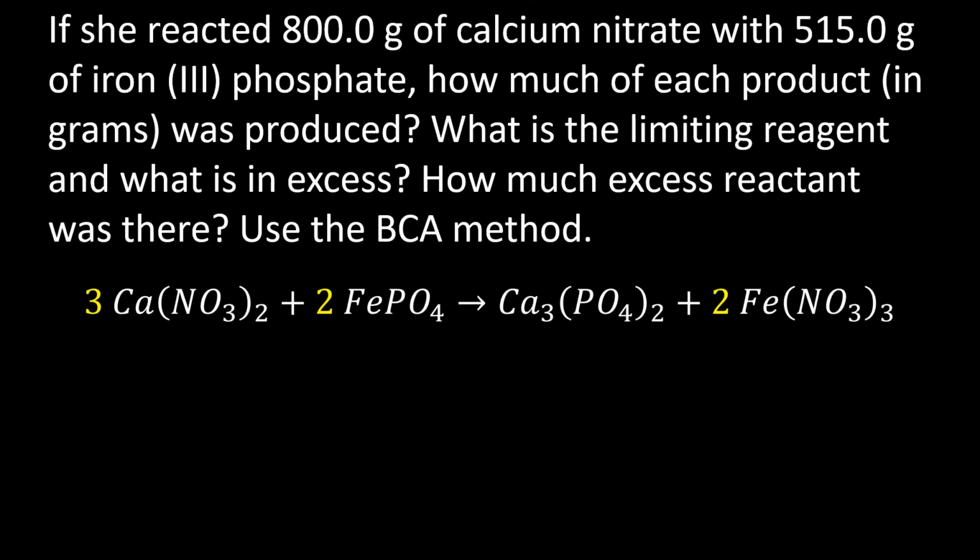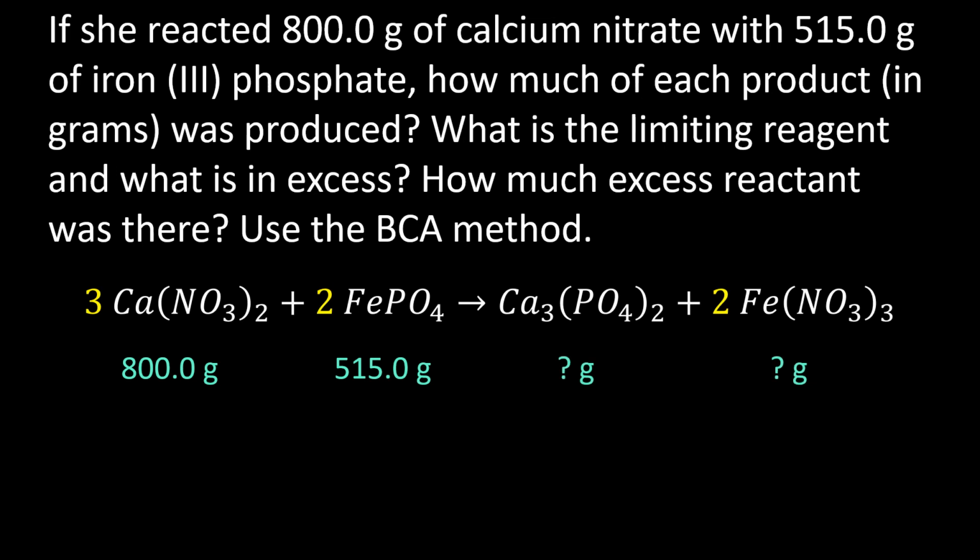So we have our balanced chemical equation. Let's extract the information that we need from the problem. First of all, we're given the 800 grams of calcium nitrate. So let's write that under the calcium nitrate. And the 515 grams of the iron 3 phosphate.